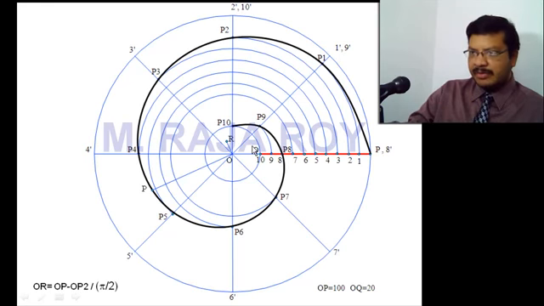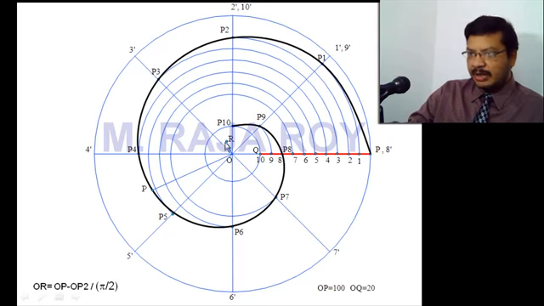divided by the angle between these two lines. The angle between OP and OP2 is 90 degrees. That means any 2 points you can take. Suppose if you take OP and OP1, the angle between them is pi by 4, 45 degrees. You have to divide by pi by 4. So here I am taking P and P2, that means OP and OP2. The difference of these two distances divided by the angle between these two lines, that is pi by 2, will give the length of OR.